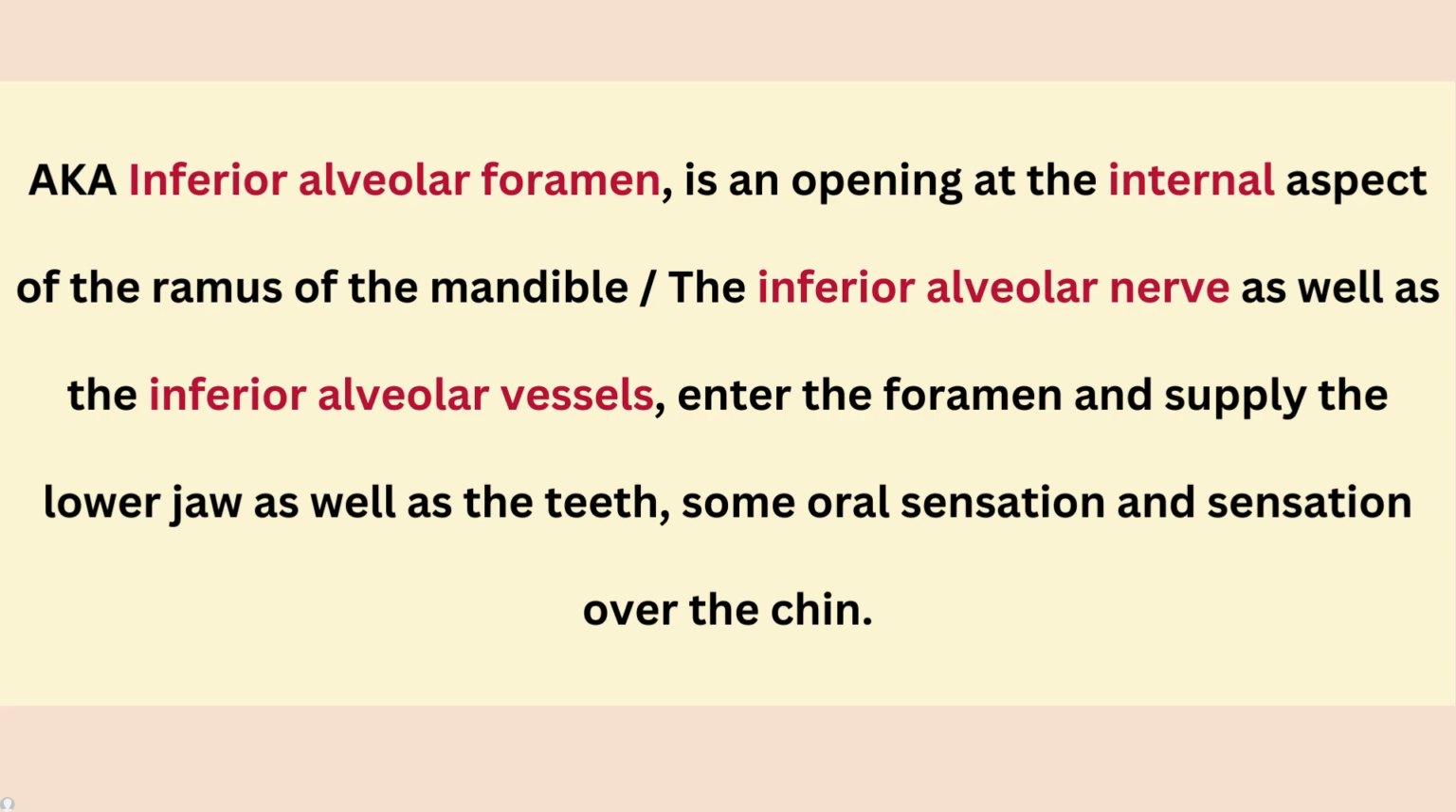Now, the inferior alveolar nerve as well as the inferior alveolar vessels enter the foramen and supply the lower jaw as well as the teeth, some oral sensation and sensation over the chin, all of which is through the mandibular foramen. So remember that from the mandibular foramen, the inferior alveolar nerve will descend together with the inferior alveolar vessels as well. And the nerve, of course, will supply the lower teeth and carry some oral sensation and sensation over the chin area.